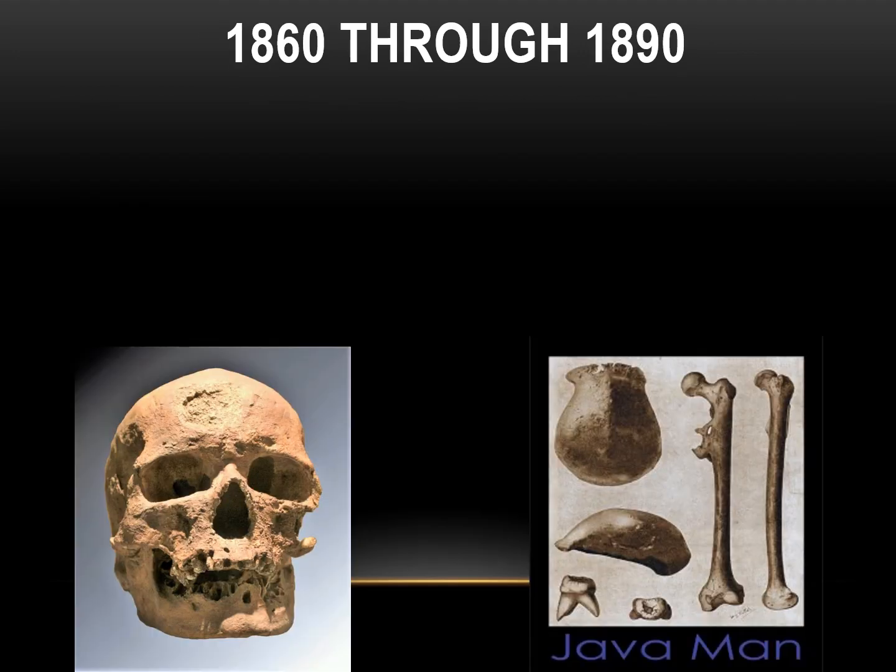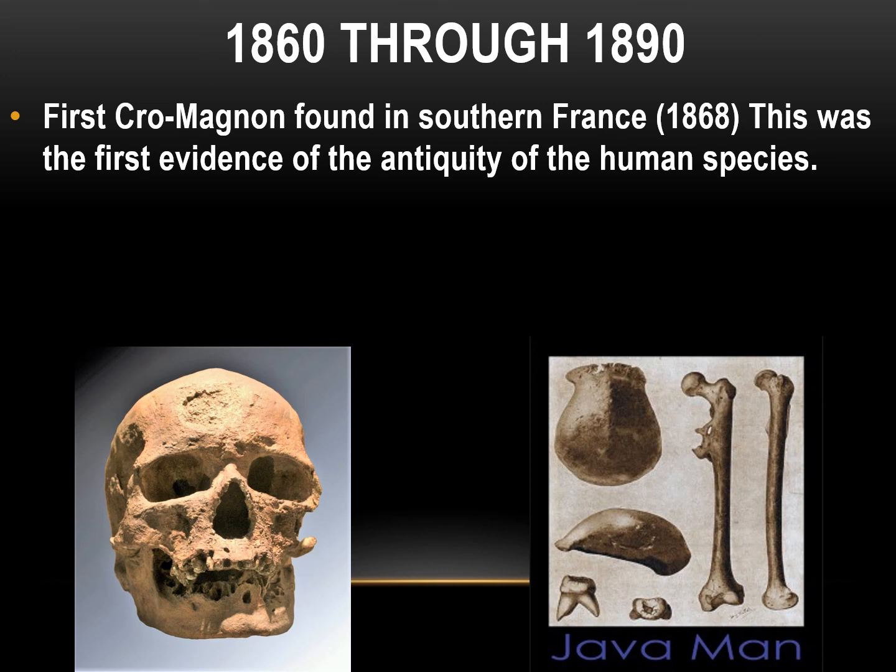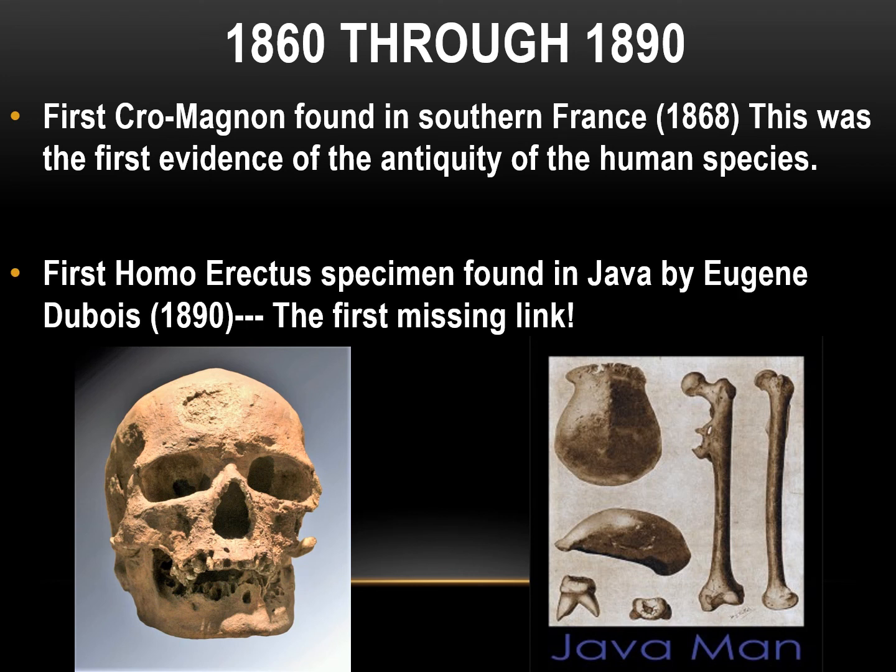If we look at the time period of 1860 through 1890, in 1868 we have the first Cro-Magnon found in southern France. This was the first evidence of the antiquity of the human species, right? Because these were the ones that first definitively looked more like us than anything that had been found before. And the first Homo erectus was found in 1890 by Eugene Dubois, and this was the first, quote unquote, really definitively defined missing link.